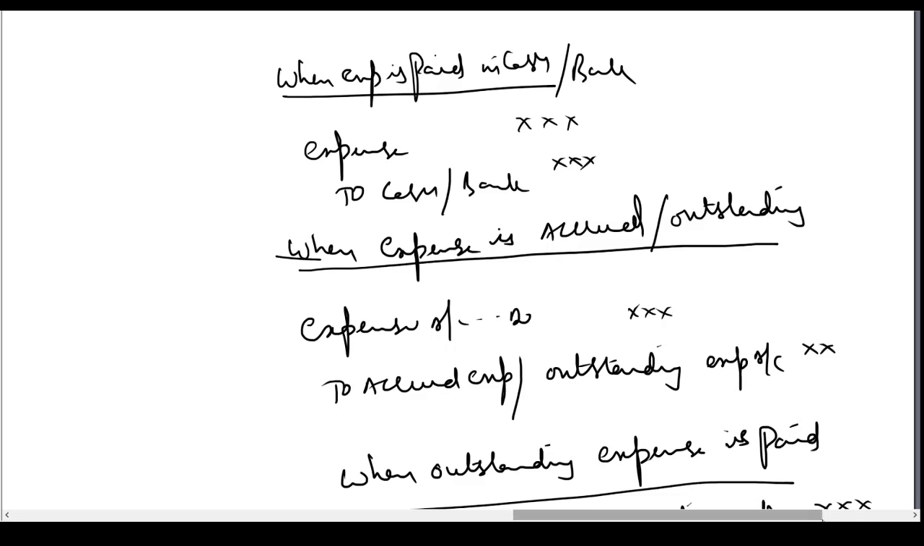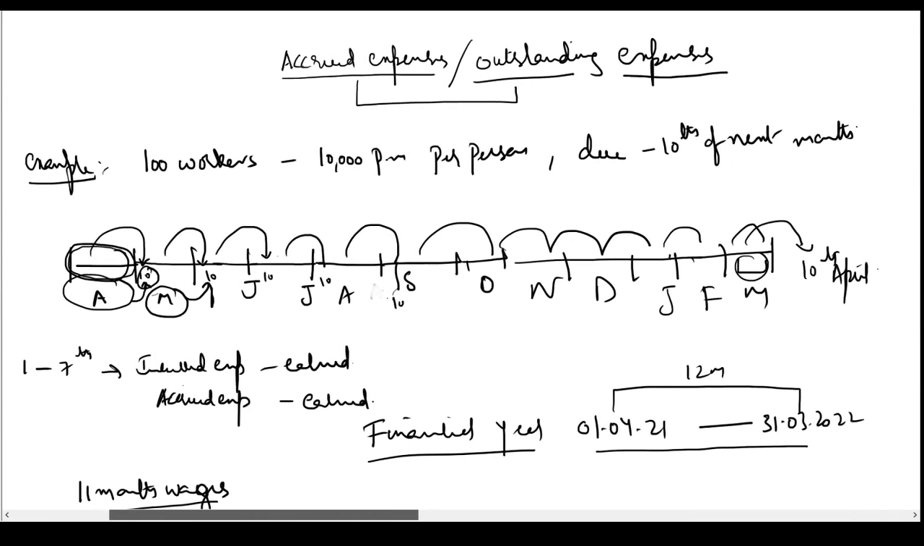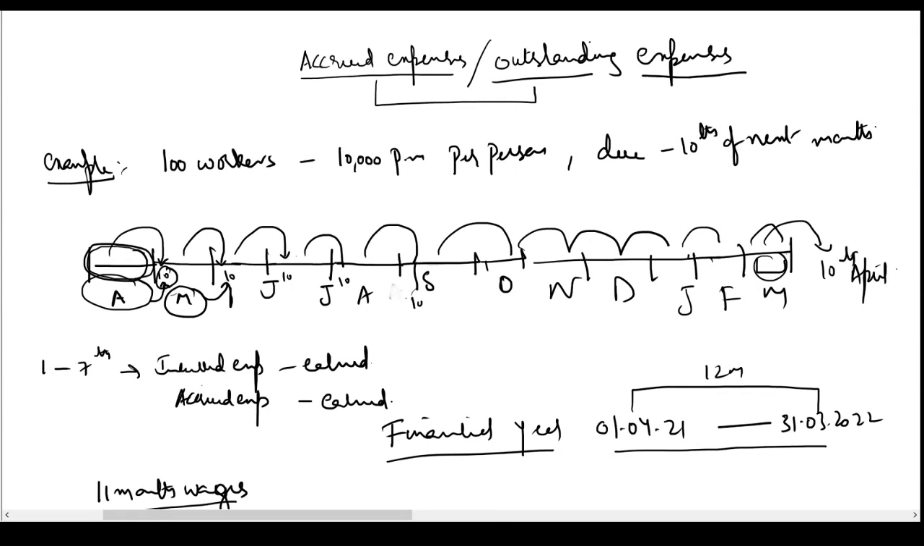So I recap again: when expense is recognized and paid in cash, we pass the entry expense account to cash. When expense is accrued, that means it is due but not yet paid, then we pass the entry expense account to outstanding expense. When outstanding expense is discharged, we pass the entry outstanding expense account to bank account. So this is how we deal with accrued expenses or outstanding expenses in books of accounts.